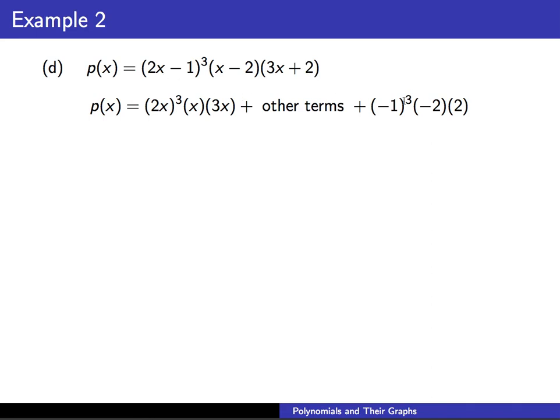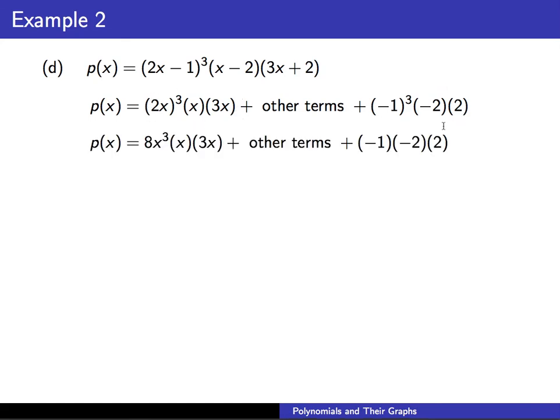So if we actually did want to take the time to multiply this all out to figure out the expanded form, eventually we would just have this as our leading term result, and this would be our constant term result. So for 2x cubed, where 2x is in parentheses, that's 8x cubed. 2x times 2x times 2x is 8x cubed, times x times 3x. And then -1 cubed is -1, and we would end up multiplying -2 and 2 by it as well. Again, we got all these other terms in the middle that aren't going to matter.